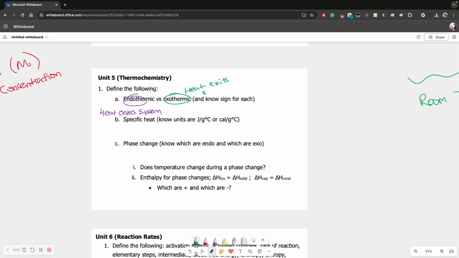Okay, that S is horrible. I gotta rewrite it. Okay. So for the sign of each, endothermic will be positive because you're entering heat in. So endothermic is positive. Exothermic, you're releasing heat, so it has to be negative. It's just a memorization thing.